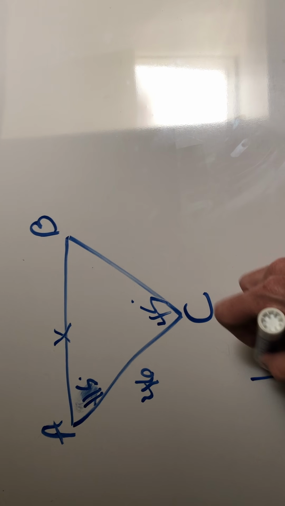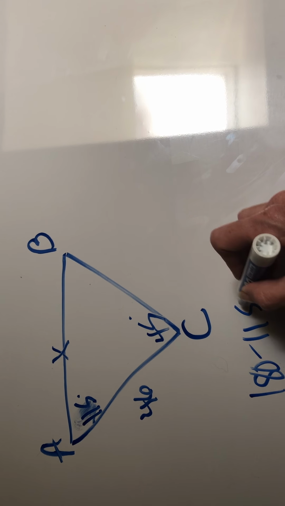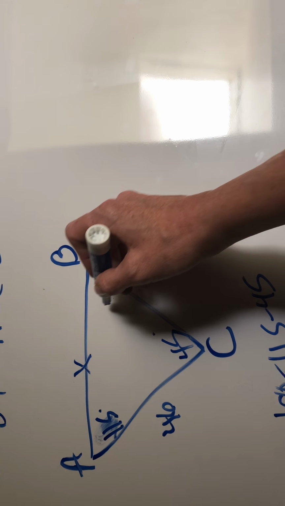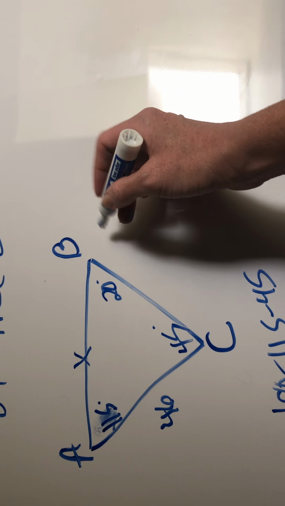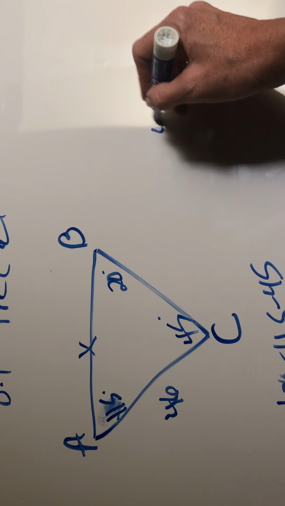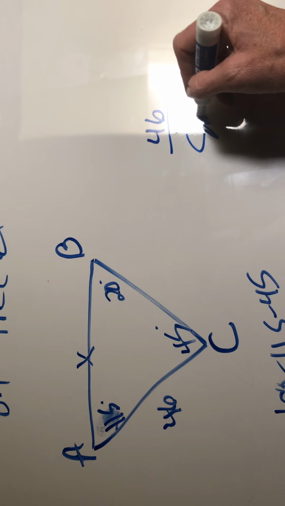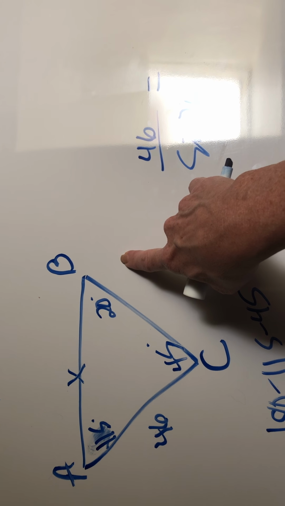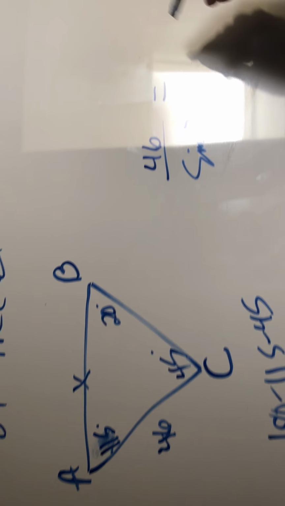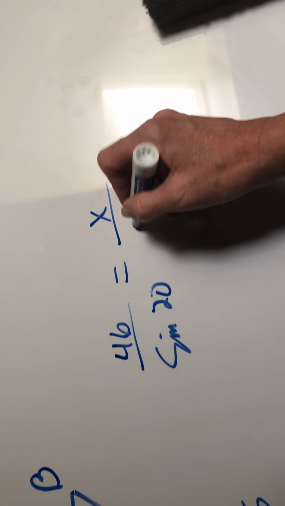We can find angle B by just doing 180 minus 115 minus 45, which will give us 20 for angle B. Then we can set up law of sines and put side 46 over sine 20, because that's law of sines, side over sine of angle, and then x over sine 45.